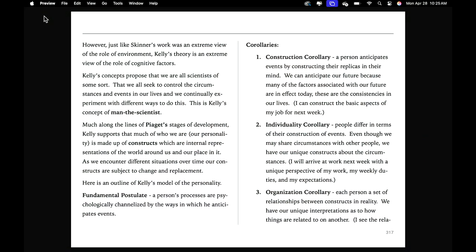I'll read it right out of the course book here. Kelly's concepts propose that we are all scientists of some sort, that we all seek to control the circumstances and events in our lives, and will continually experiment with different ways to do this. This is Kelly's concept of man the scientist.